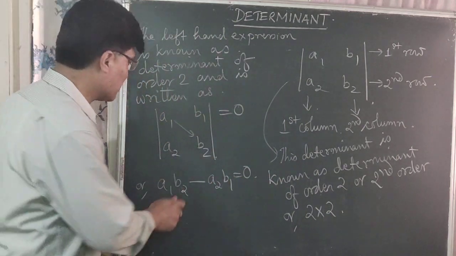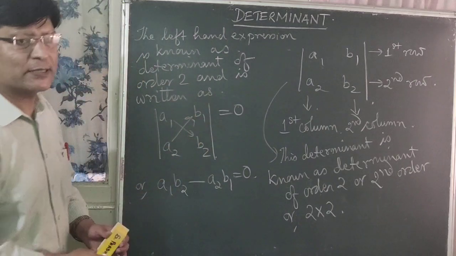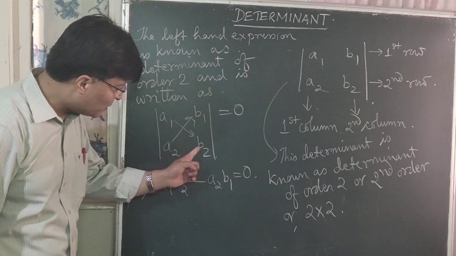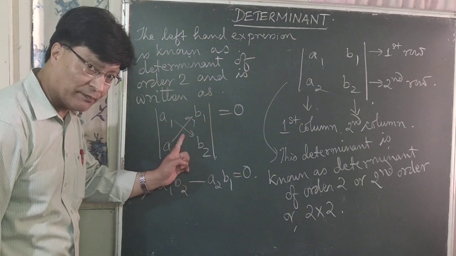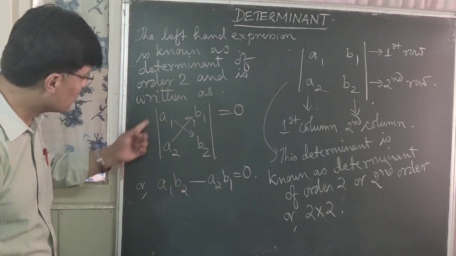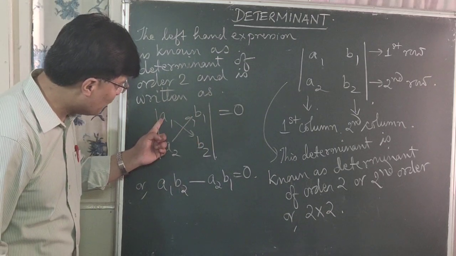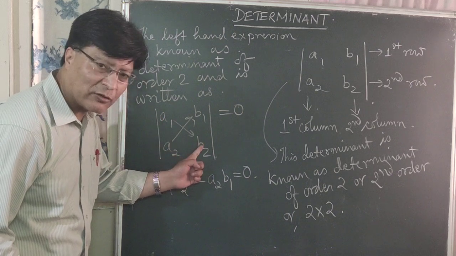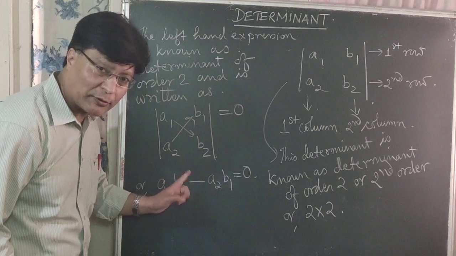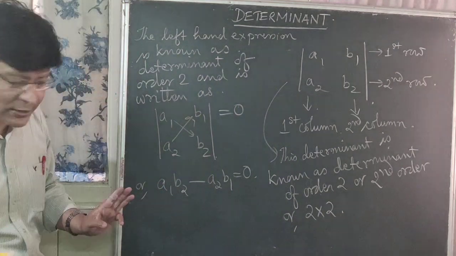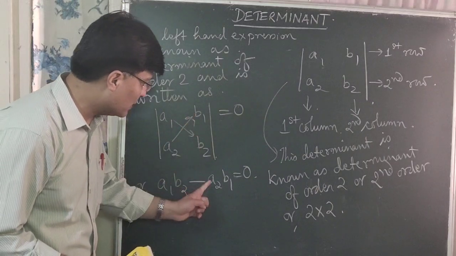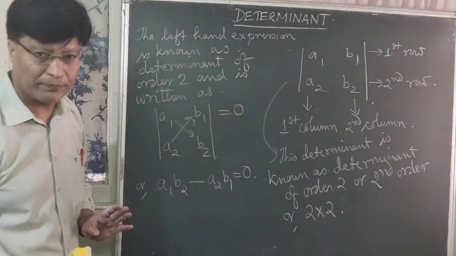While expanding, always take the first element of the first column. This a1 cross multiplies with b2. First take the first element of the first column, a1, and cross multiply it with the second element of the second column. That is a1 b2. Then you have to write minus, not plus. Then cross multiply a2 by b1. a2 b1 is equal to 0.